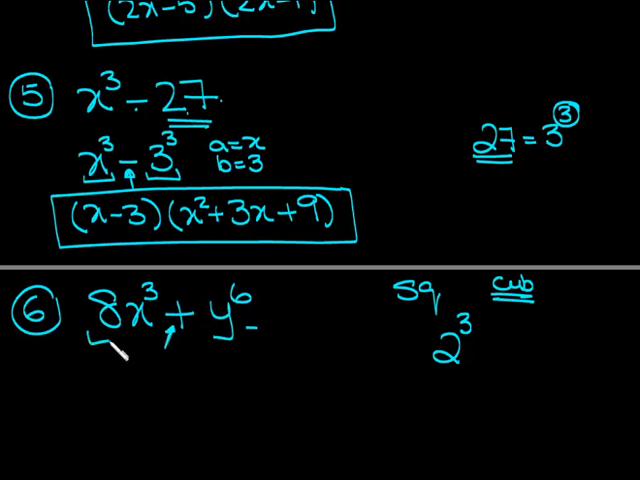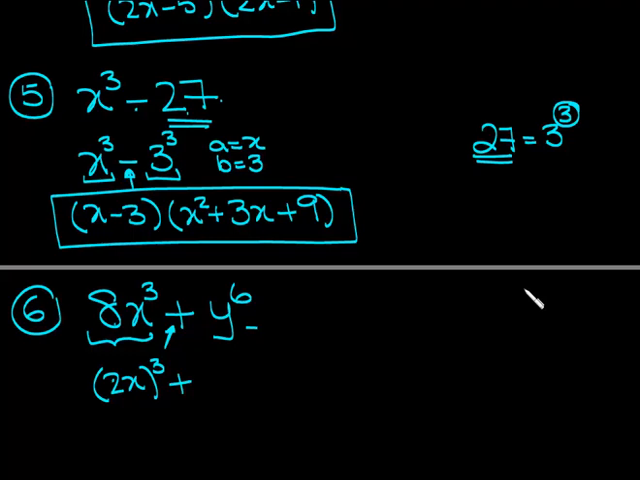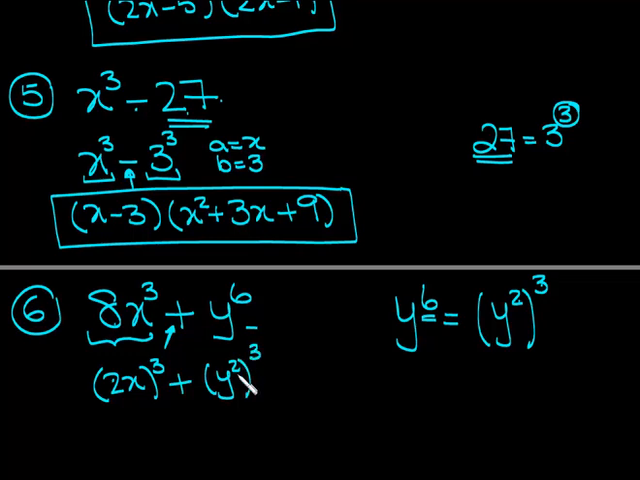So this term can be written as 2x the whole cube, because 2 cubed is 8, x cubed is just x cubed, plus, how do I write y to the 6 as a cube? Because that's what I want to do. So let's see. I have y to the 6. Using properties of exponents, I can write this as y squared cubed, because 2 times 3 is 6. So I can write y to the 6 as a cube.